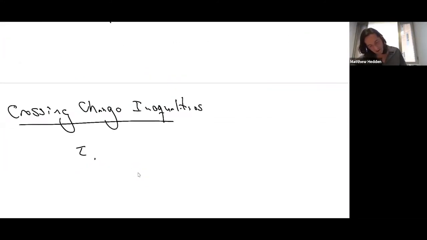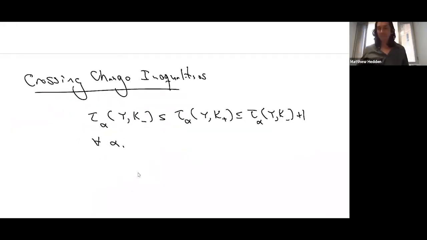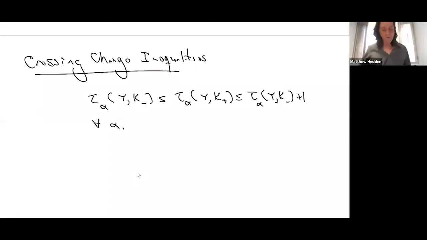So tau alpha of yk plus, let's say yk minus. If I have knots k minus and k plus that differ by a crossing change, and I have this sequence of inequalities, for every alpha. Okay, so great. I mentioned that we'll get link concordance invariants, and I'm running out of time.